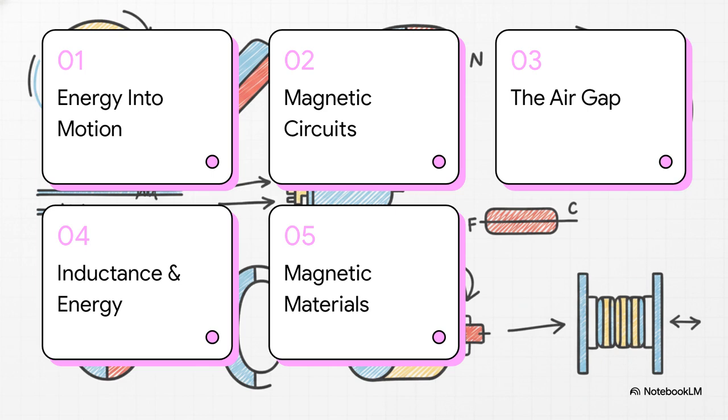We're covering 1. Translating energy into motion. 2. Mapping the magnetic circuit. 3. Navigating the air gap. 4. Inductance and stored energy. And finally, number 5, mastering magnetic materials.